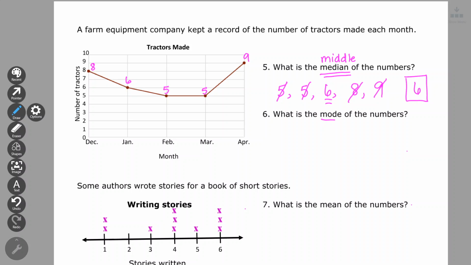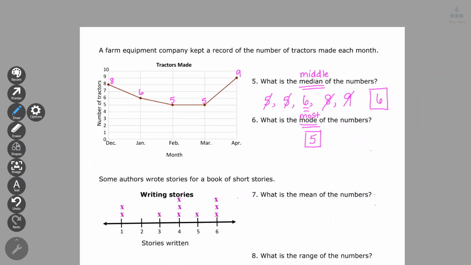What is the mode? The mode of the numbers. Now that's going to be the number that occurs most. What number is the only number that occurs more than once? Well, that would be the number 5, because 5 tractors were made in February and 5 were also made in March. Now, let's look at the next set.